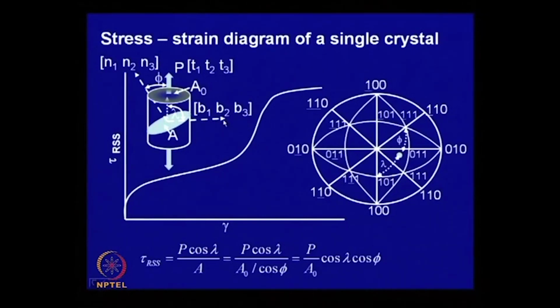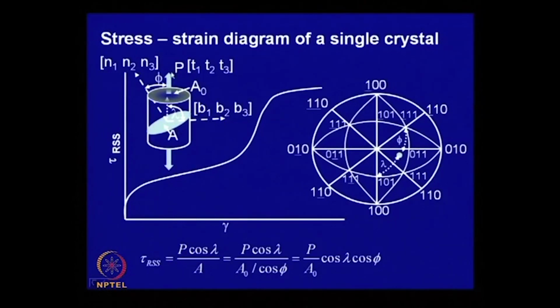How do you do it? Say suppose this is the pull, P is the pull. So, basically then you try and find out its component of the force. So, one component of the force is along the direction of the slip vector.